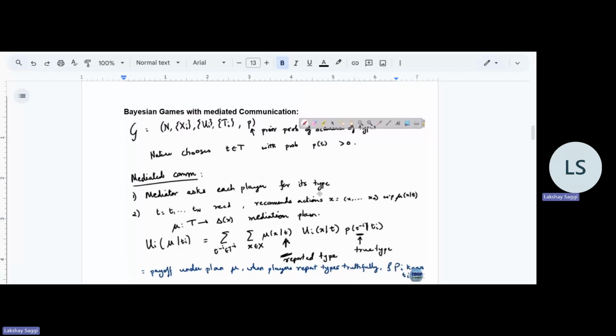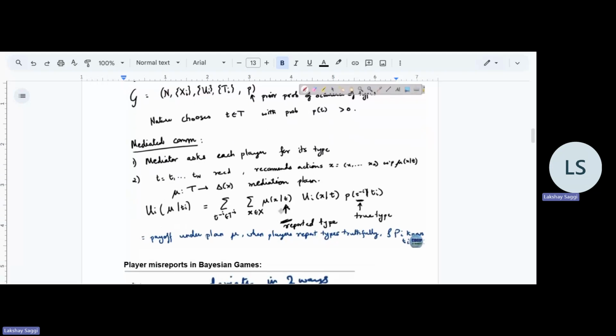But what you can do, so essentially what happens here is a mediator, which is Google Maps, asks each player for its type. So before suggesting the path to you, Google Maps first asks for your type. It asks, are you going on foot, are you going on a bike, are you going on a four-wheeler, and something. And after that it's up to you to tell Google Maps what your type is.